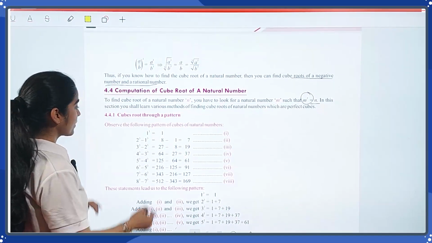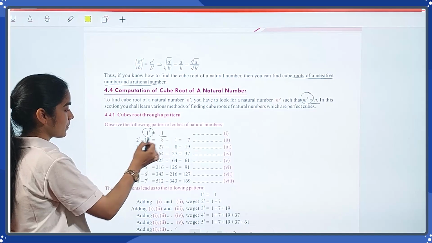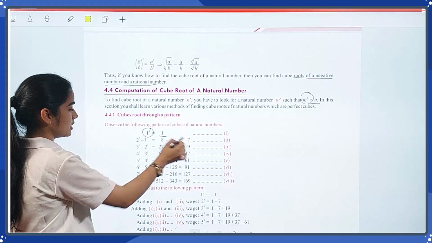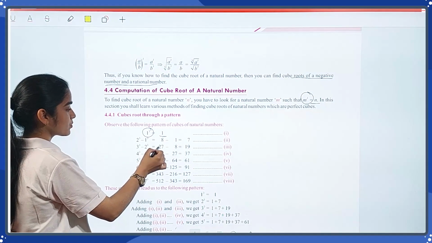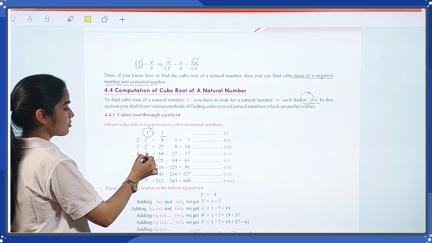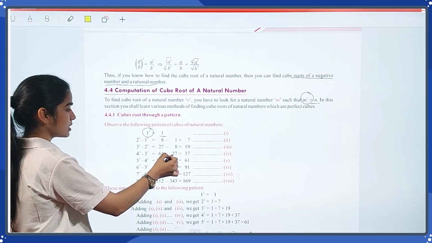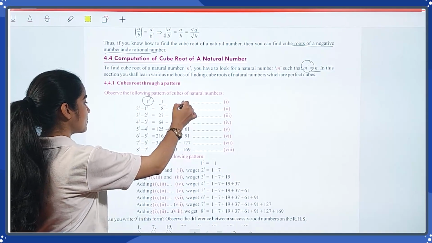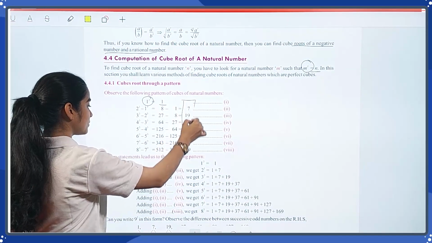First of all, we have 1 cube, which is 1. 2 cube minus 1 cube is 8 minus 1, which is 7. 3 cube minus 2 cube is 27 minus 8, which is 19. 4 cube minus 3 cube is equal to 64 minus 27, which is 37. So in this, these are the numbers we get.